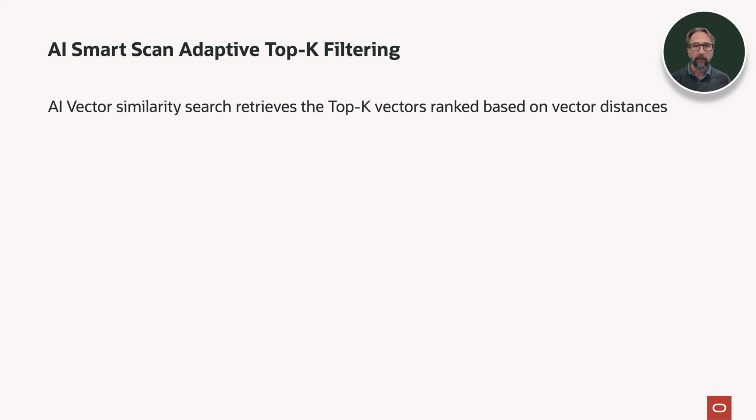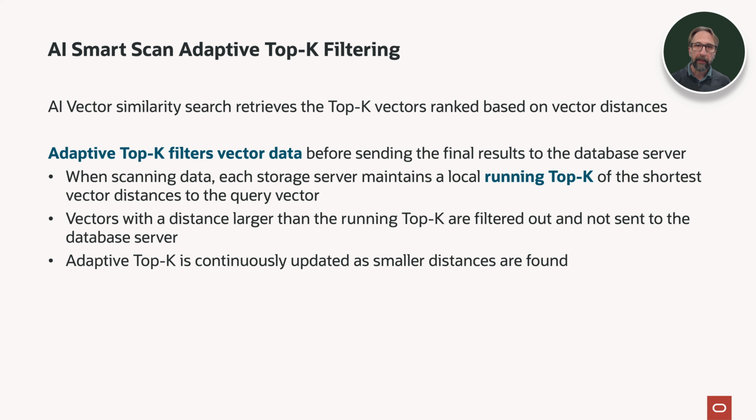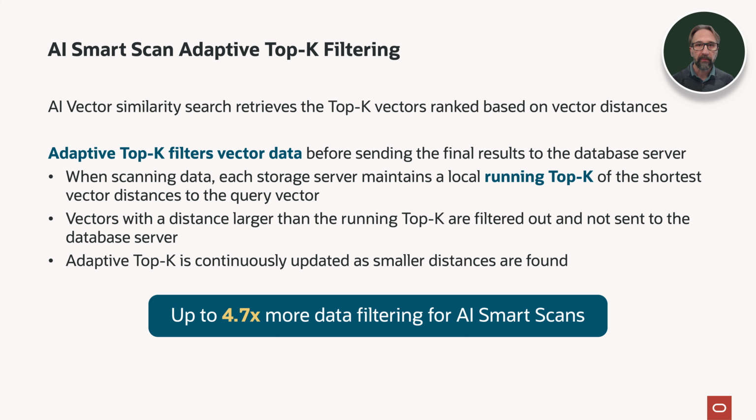AI vector similarity search retrieves the top K vectors ranked based on the vector distances. Adaptive top K filters vector data before sending the final results to the database server for more processing. This means that when scanning data, each storage server maintains a local running top K of the shortest vector distances for that query. Vectors with a larger distance than the running top K are filtered out and not sent to the database server at all. An adaptive top K is continuously updated as smaller distances are found. This results in up to 4.7 times more data being filtered by AI Smart Scan.